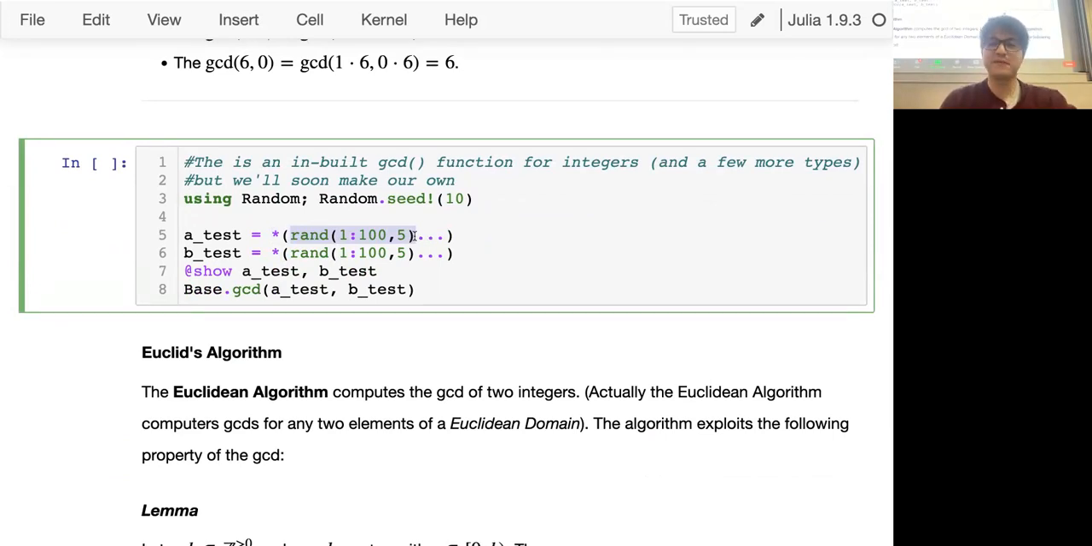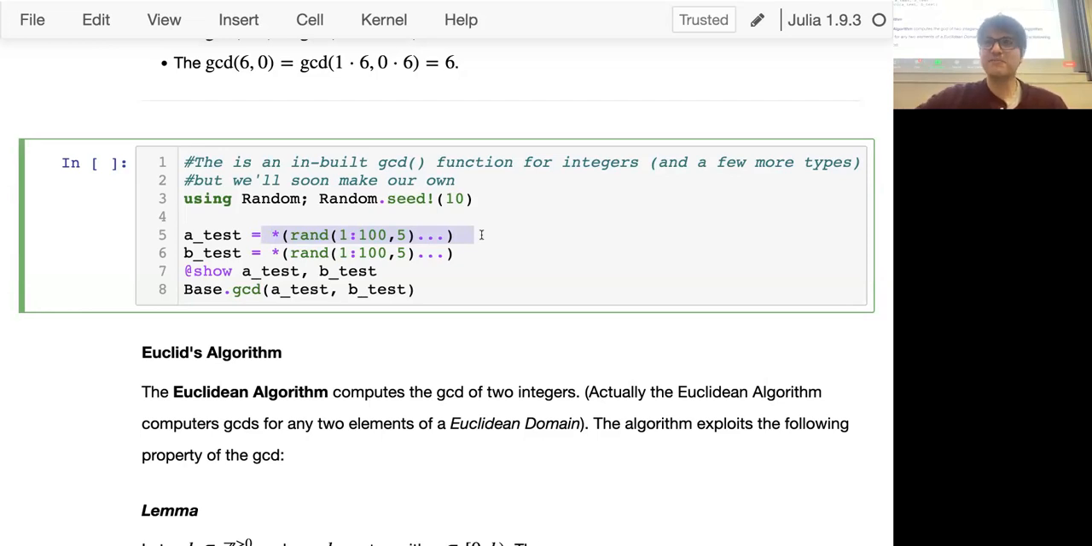Generate 5 random numbers in the uniform interval 1 through 100. That gives you a sequence of that. And then what does this do? Takes the product of all of them, right? So this is just going to give me a random number, which is guaranteed to be, is that true?